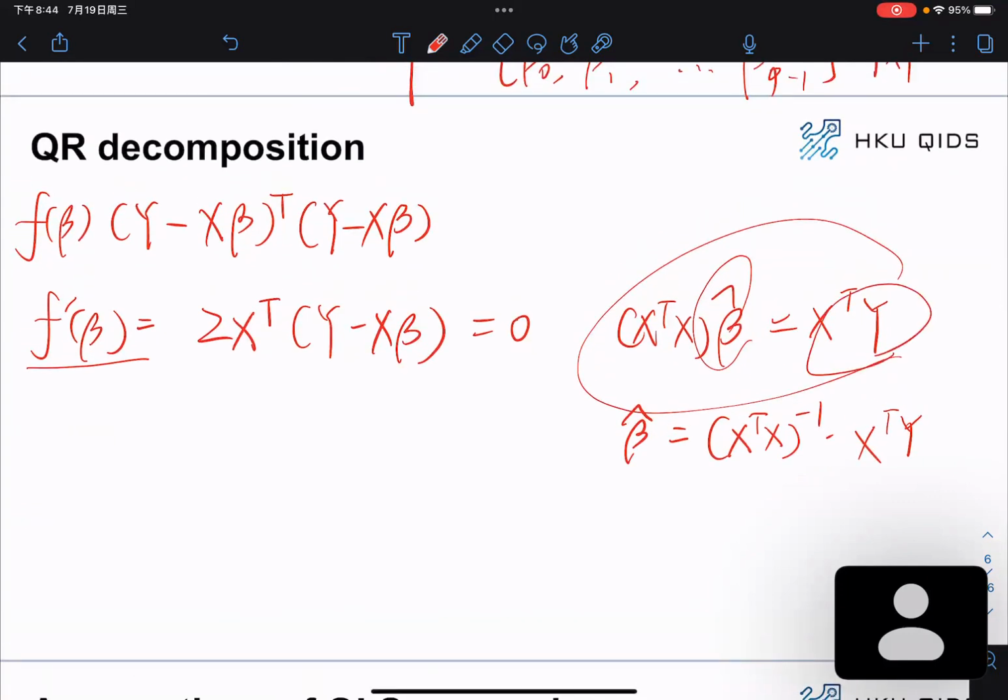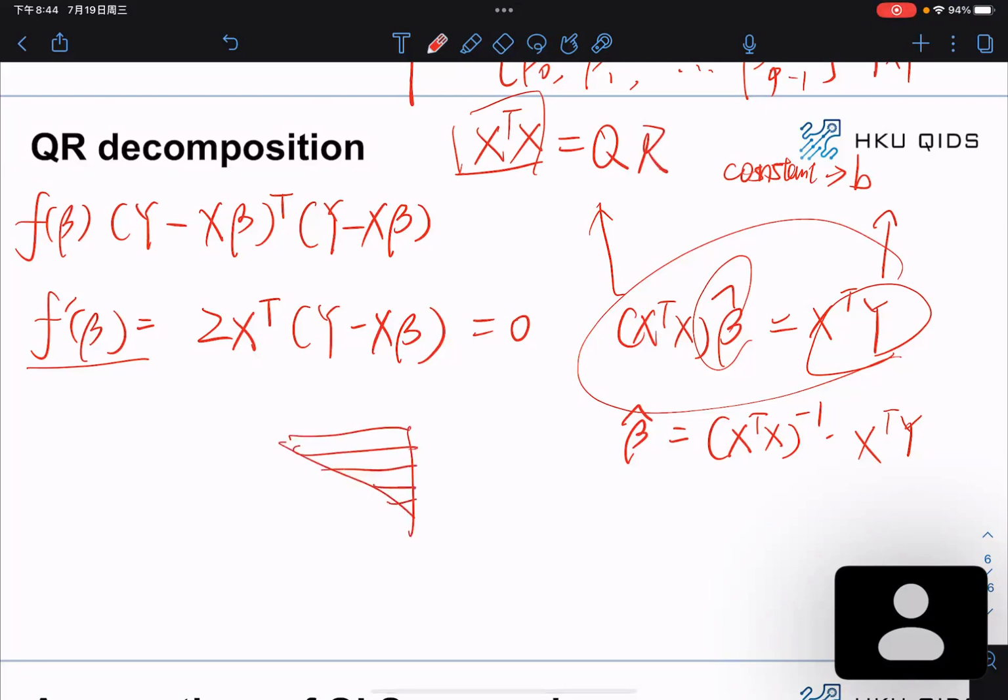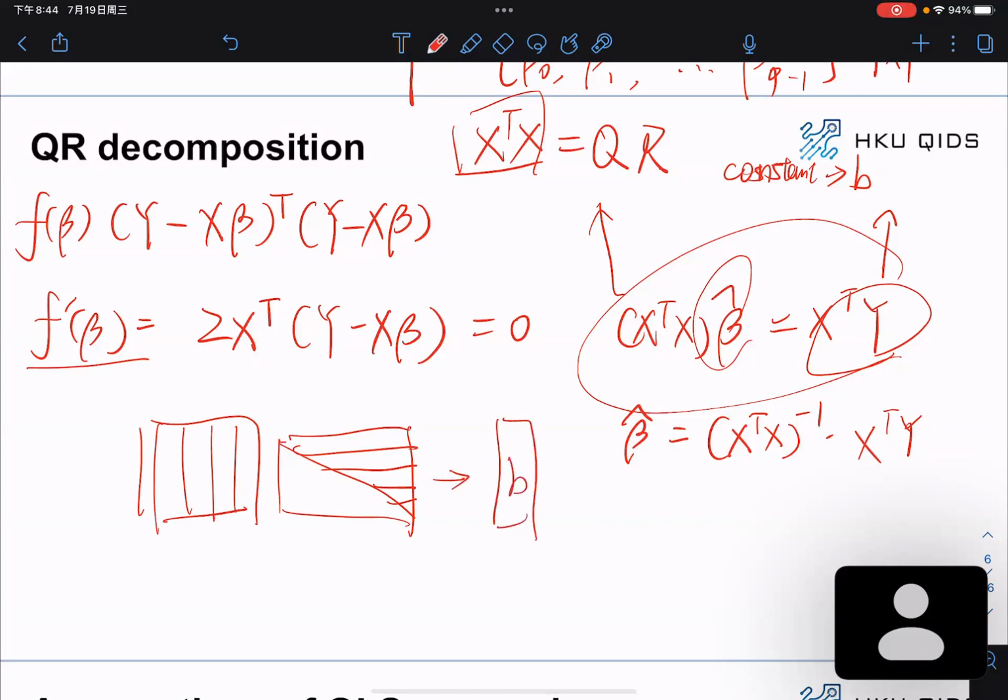X transpose Y can be regarded as some kind of constant b, because it is known and can be calculated easily. And we just need to take X transpose X, which must be a non-singular square matrix, and decompose it into a Q and an R. And remember the upper triangular magic: we multiply the orthogonal Q with the upper triangular R to get B, and solve all these equations one by one.